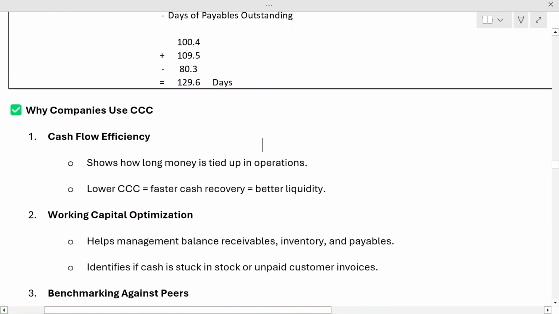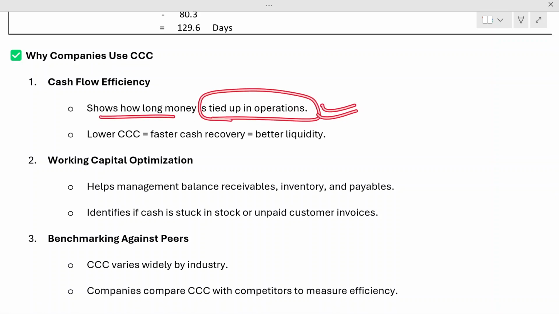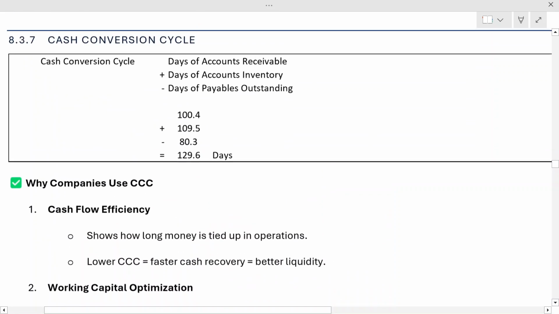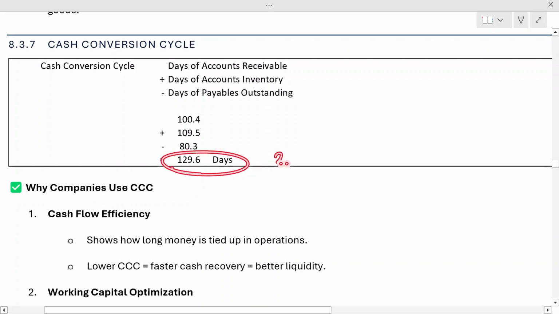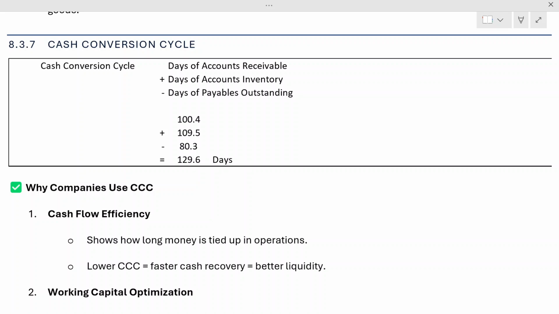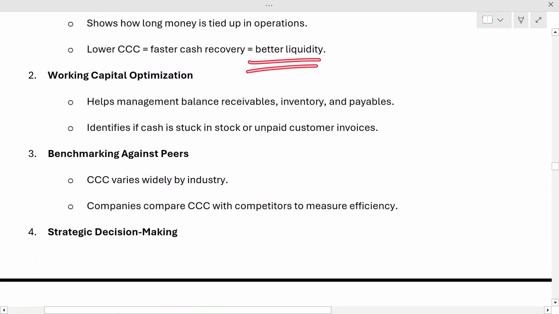Now why do we use this cash conversion cycle? This simply shows how long money is tied up in the business operations, how much time it is stuck. If this cycle is lower, it means we are getting money faster and we have better liquidity. Let's suppose your cash conversion cycle is 2 days. It means the entire cycle in your business gets done within 2 days, and then the next 2 days and the next 2 days. So this happens very quickly, which means you have better liquidity.